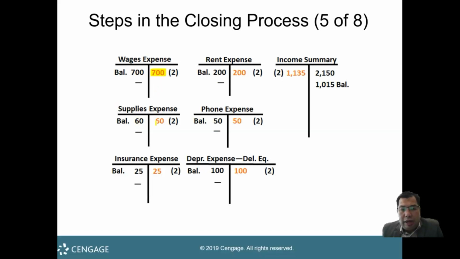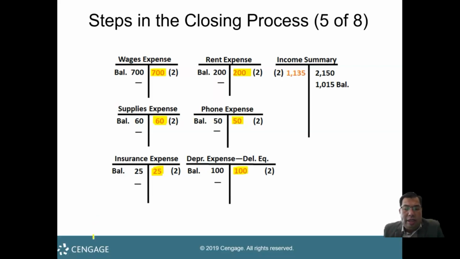Supply expense 60. So how to close this 60? You credit the same amount. Insurance expense 25, so we're going to credit 25. Rental expense 200, so I'm going to credit 200. So the balance will be 0. Phone expense 50. To close this account, I'm going to credit by 50. Depreciation expense 100. I'm going to close this account by crediting it by 100.